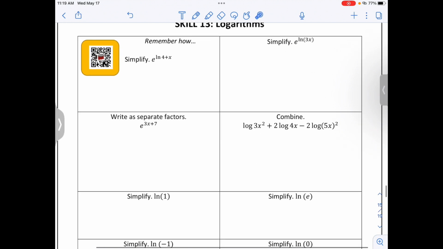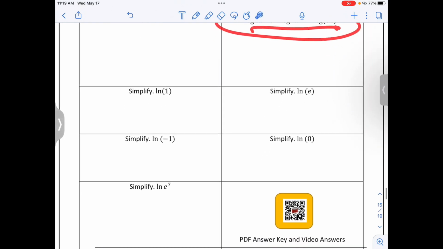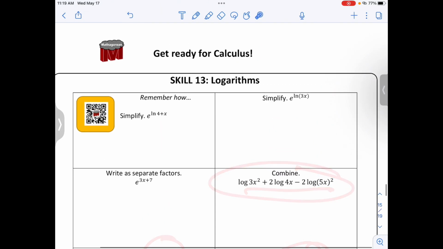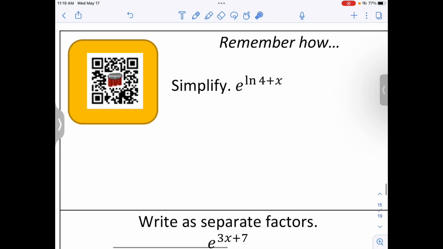If you do the rest of this skill, you will see some traditional logarithm problems from Algebra 2 or pre-calculus. We're really going to focus on the natural log of certain numbers, the natural log of e raised to a natural log, and just what all that means, and e raised to two things added together. So let's look at this first problem.